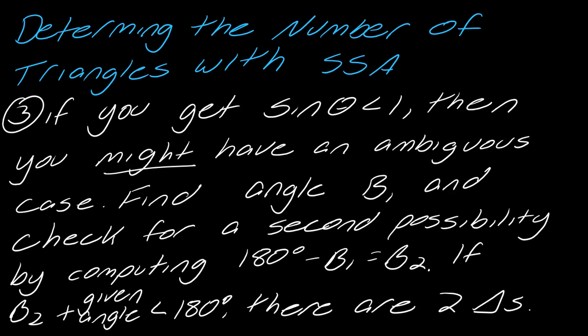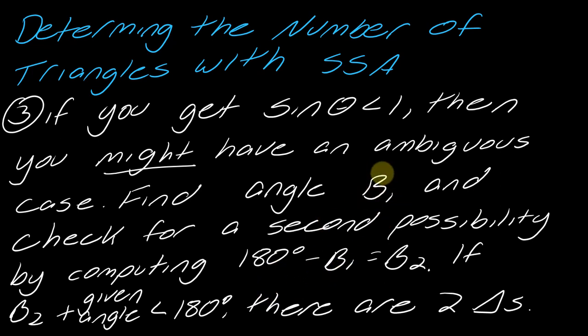Okay, and now for the third tip, and this is going to be very helpful. I'm going to show you how to use this more. So let's say now that your sine of theta is less than 1, then you might have an ambiguous case. So what you're going to do is find the first angle. Let's call that angle B1. You find that angle like we were doing before. And then you do 180 minus the angle that you found.